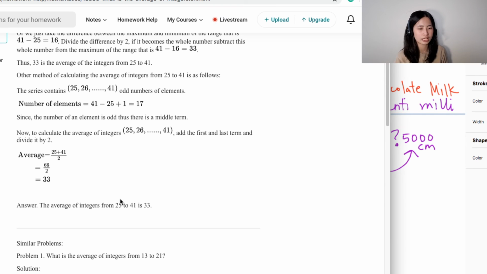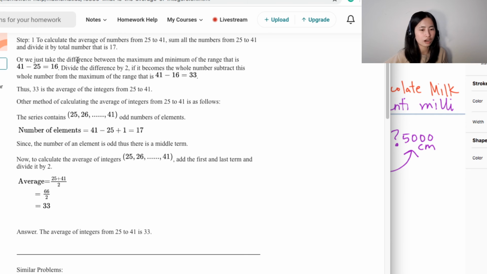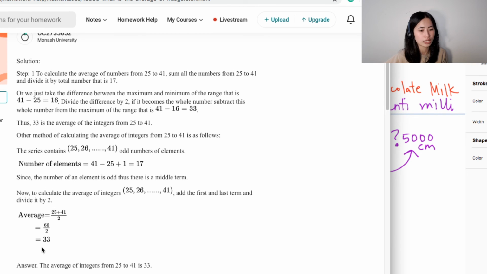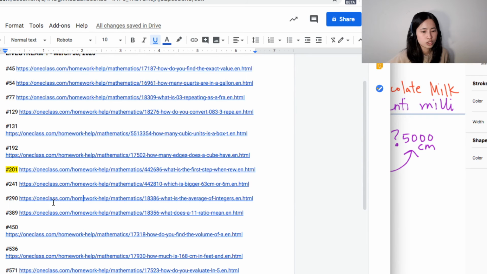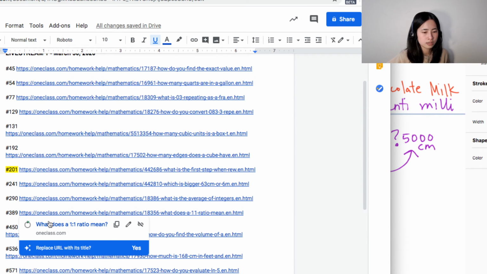So all you have to do is take the mean. So just take 25 plus 41, divide that by 2. You get 33, and that's it. Simple as that. And this is right. So I know they are showing a couple of ways to get to your average, but I think the easiest one to use would be this. I mean, it takes a second to solve this. Okay, this is done.